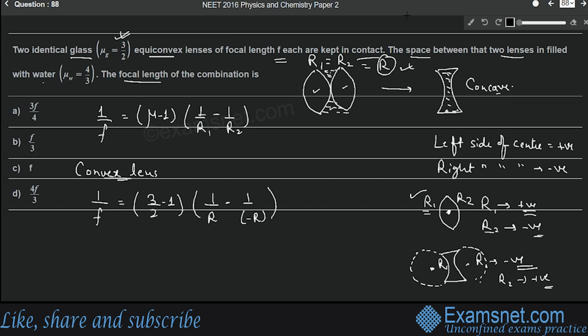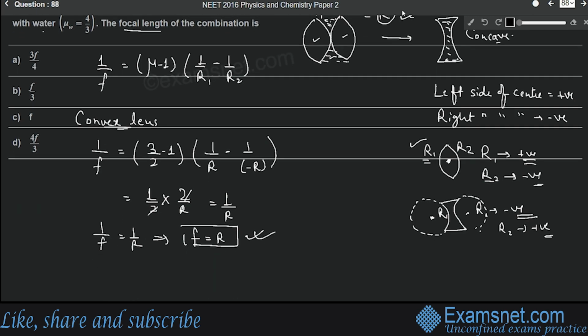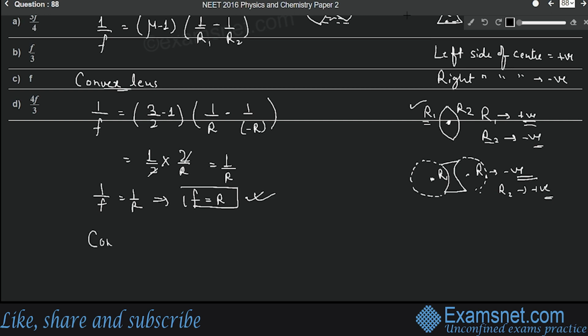because we have seen that for convex lens R2 is negative. So 3 by 2 minus 1, that means 1 by 2, and this side we have 1 by R minus 1 by minus R, that means 1 by R plus 1 by R. So it will become 2 by R, and on solving this we'll get 1 by R. So 1 by f is equal to 1 by R. That means f will be equal to R, right? So this is important, you have to keep this in mind. Now we'll talk about the concave lens. For concave lens, we'll use the same formula. Let's say this time the focal length is f dash.